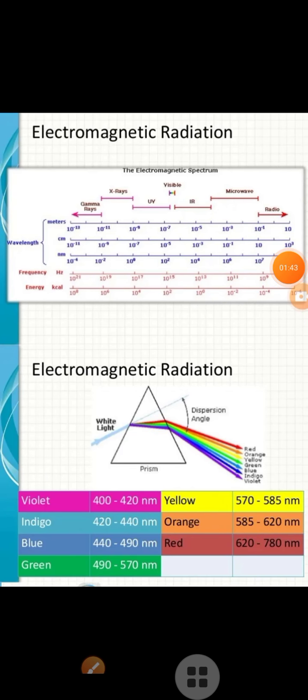This is electromagnetic radiation and the electromagnetic spectrum. This one I explained in the class itself. Like how a prism shows VIBGYOR colors: violet, indigo, blue, green, yellow, orange and red.